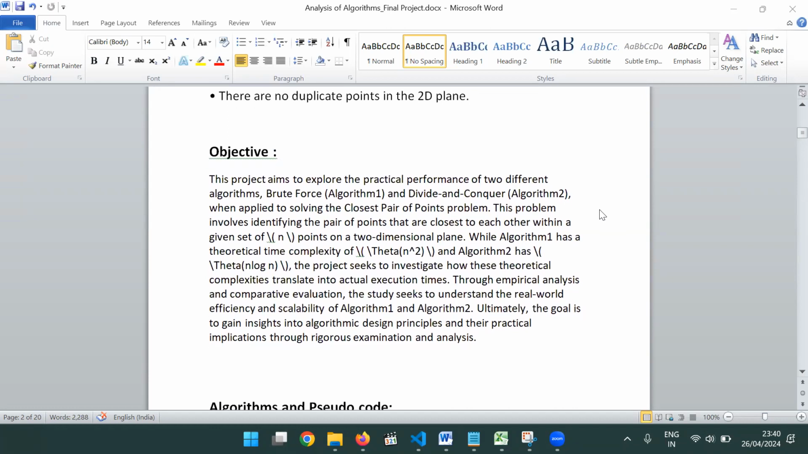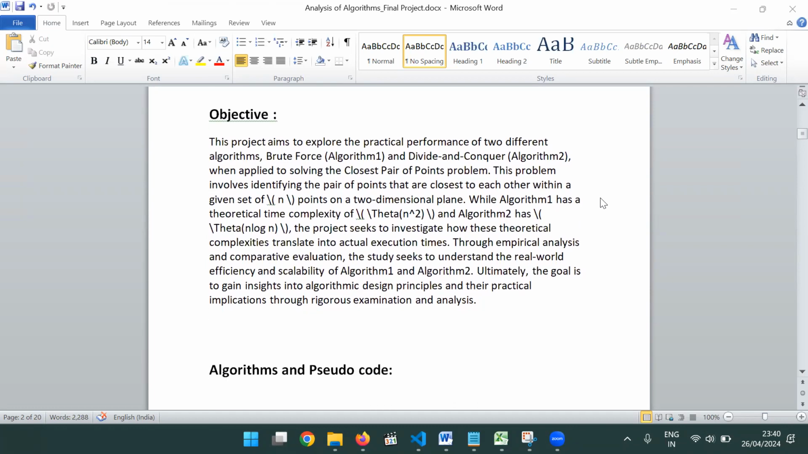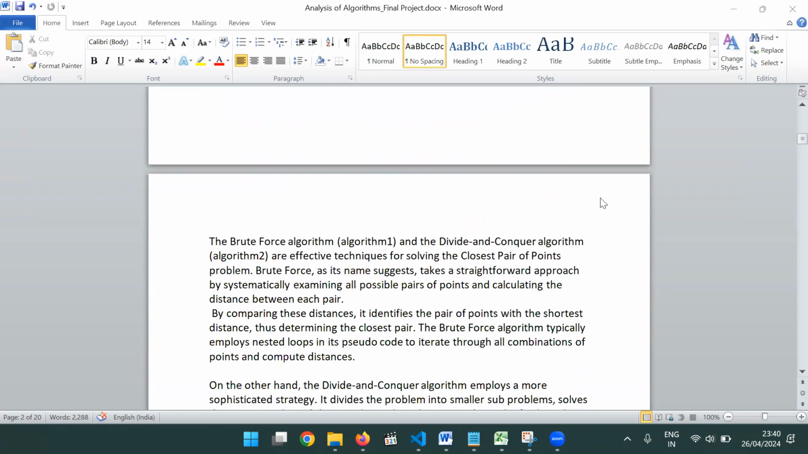So the brute force algorithm mainly involves calculating the distance between every pair of points and selecting the minimum distance. This approach has a time complexity of big O of n square. Here n is the number of points. Despite its simplicity, brute force can be impractical for larger datasets due to its quadratic time complexity.